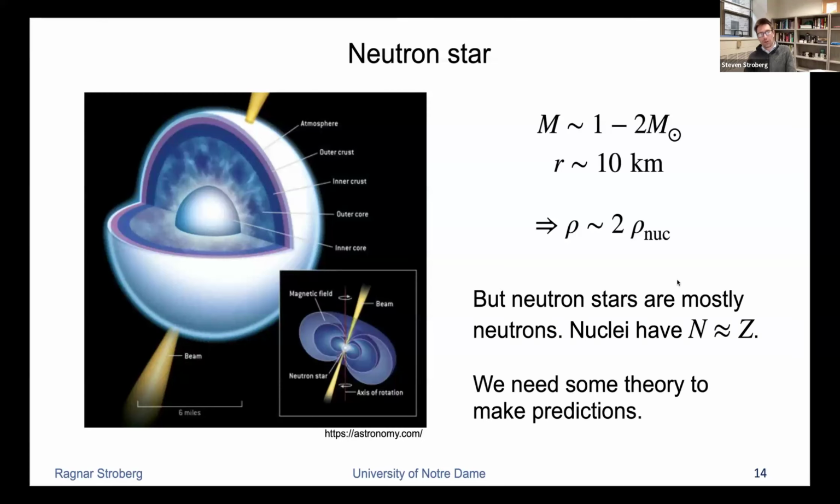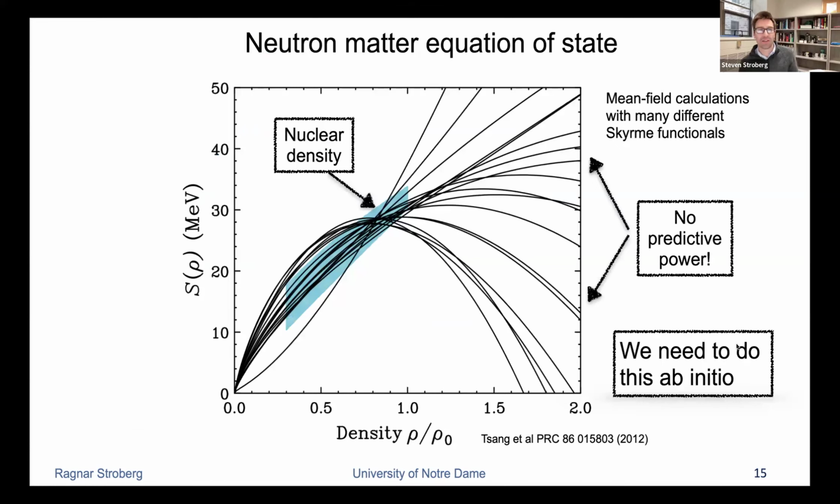So neutron stars, as the name would imply, are going to be mostly neutrons, for the reasons I described previously. Nuclei, which we have data on, are basically symmetric. They have equal numbers of protons and neutrons. So we need to have some way of using theory to go from what we do know, which is nuclei, to pure neutron matter that's showing up in these neutron stars. And this ends up being kind of non-trivial.